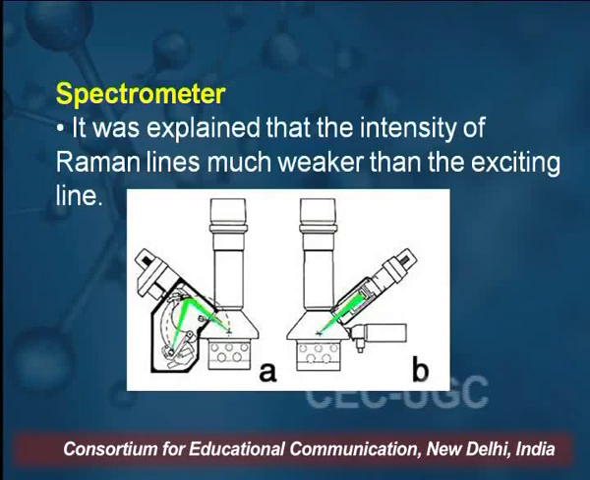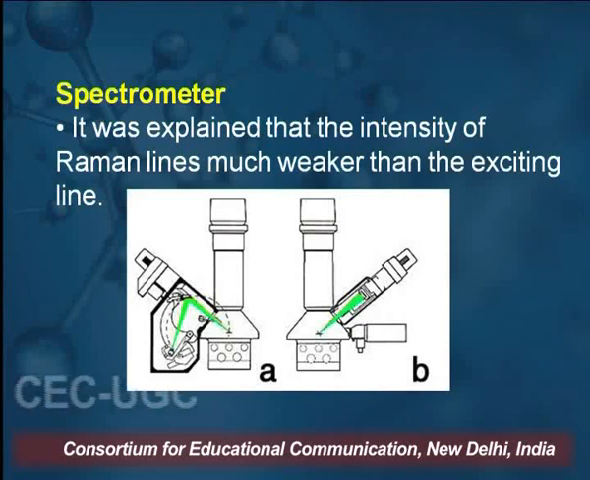In the Raman spectrophotometer, we use good intensity, as we are using laser light, so that the atoms can be excited to the virtual level. It was explained that the intensity of the Raman line is much weaker than the exciting line. The incident line has more intensity, but the emergent scattered light has less intensity. So it is a great challenge to capture the scattered light with low intensity. So the spectrophotometer requires a good photomultiplier tube.